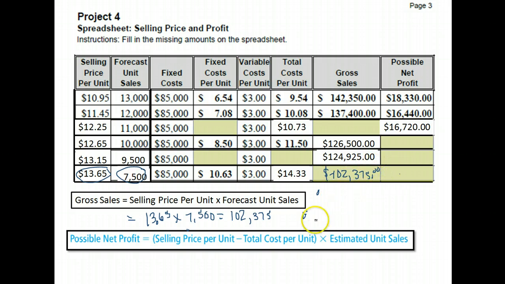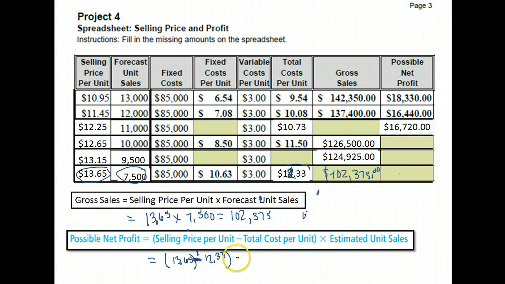And finally, my possible net profit. Again, I just used the net profit equation. Take the selling price, which for this item was $13.65, minus the cost per unit, which here it says, that's not going to work out well. Let me change this, which makes my spreadsheet bad, but we'll put that at $12.33, so this will actually work out. You can't have your cost more than you're selling it for.